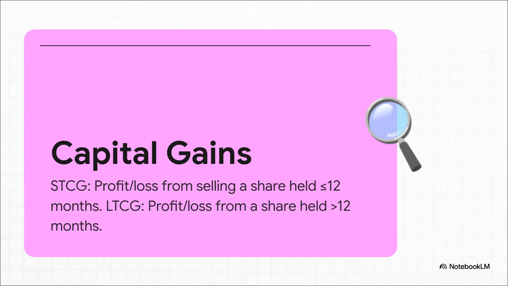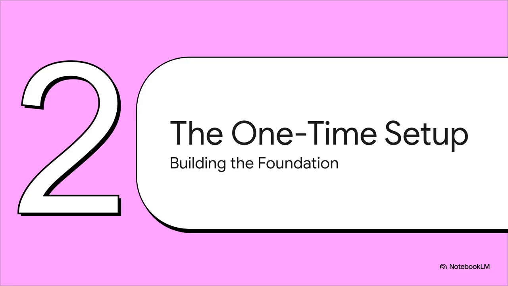All right, so let's zoom in on those capital gains. There are two flavors you absolutely have to know: short-term, or STCG, and long-term, LTCG. And the magic number that separates them? 12 months. Simple as that. If you sell a share you've held for a year or less, that's a short-term gain, or loss. Hold it for one day more than a year, and boom, it becomes long-term. And that 12-month rule is the exact reason why tracking the date and quantity of every single trade in Tally is so important.